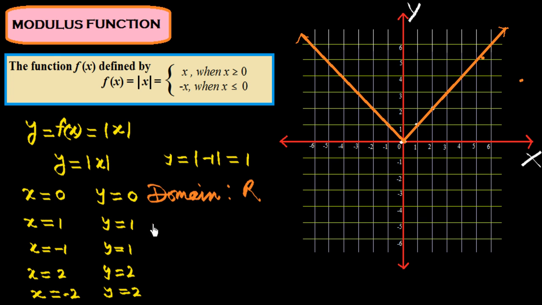And if we talk about the range, then you see here the range is 0 to infinity, only in the positive direction, not in the negative direction. So the range is 0 to infinity. 0 is included and infinity is never included. So 0 to infinity is the range and the domain is R.